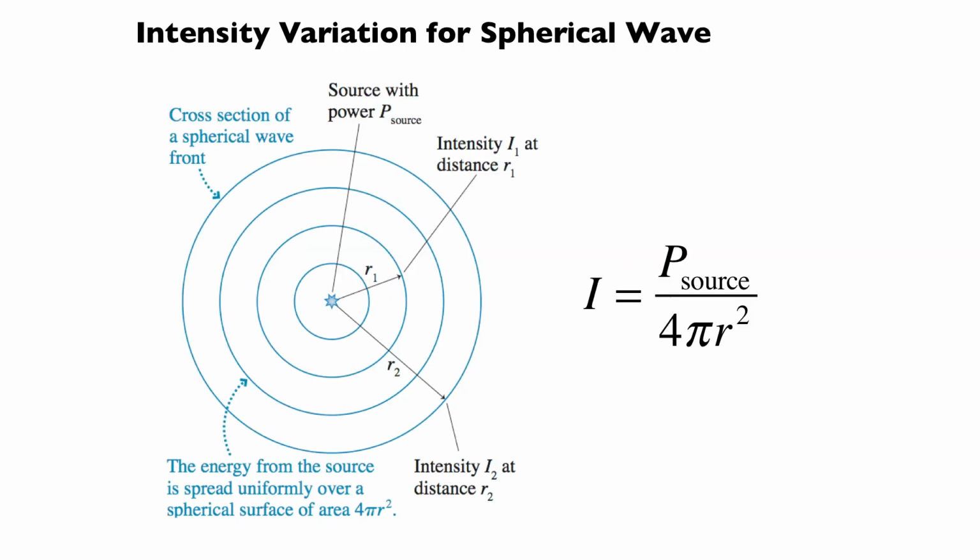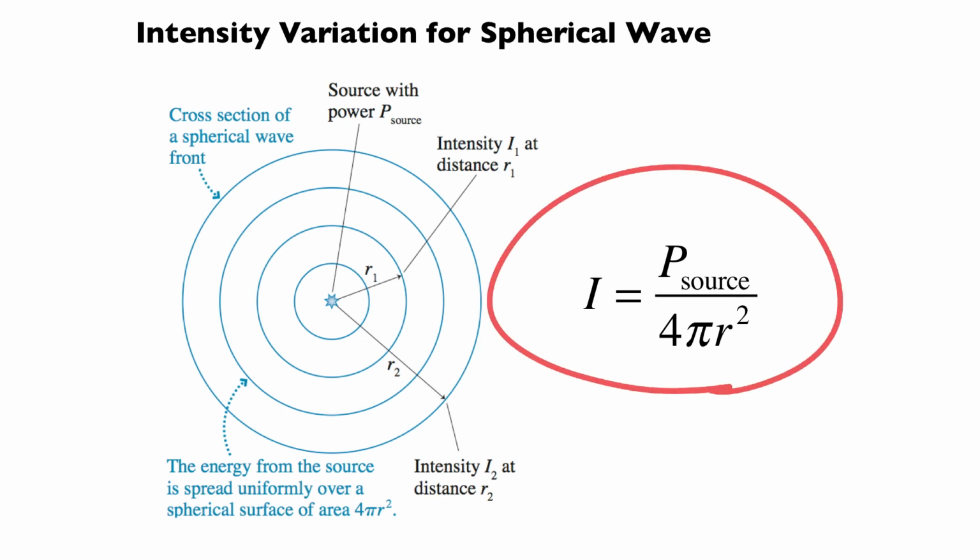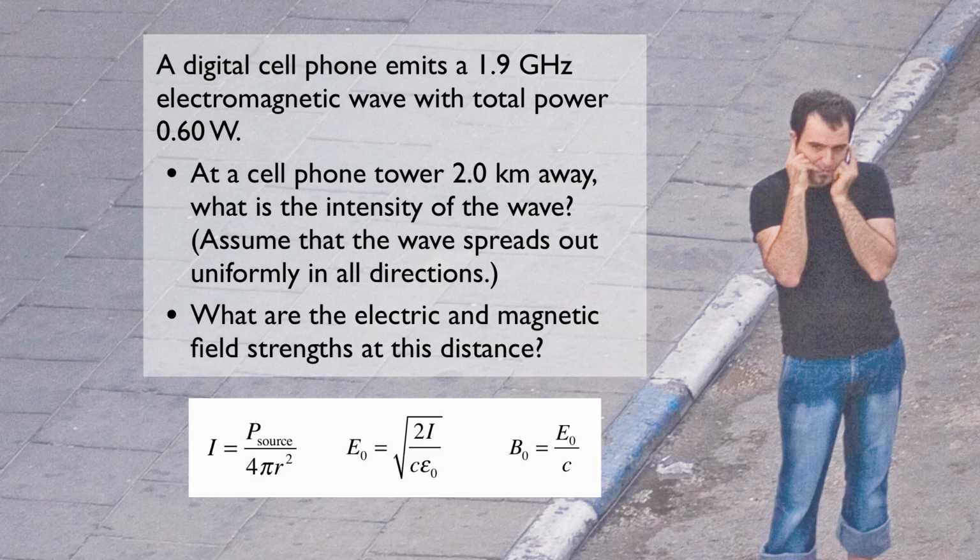Now, if you have spherical electromagnetic waves, they decrease in intensity with the distance from a source, just exactly as we talked about back in chapter 15. The intensity is equal to the power of the source divided by 4 pi r squared. So, if you're at some distance from a cell phone tower, the further away you get, the more the signal decreases in intensity, the fewer bars that you get, because they emit spherical waves, and so does your phone.